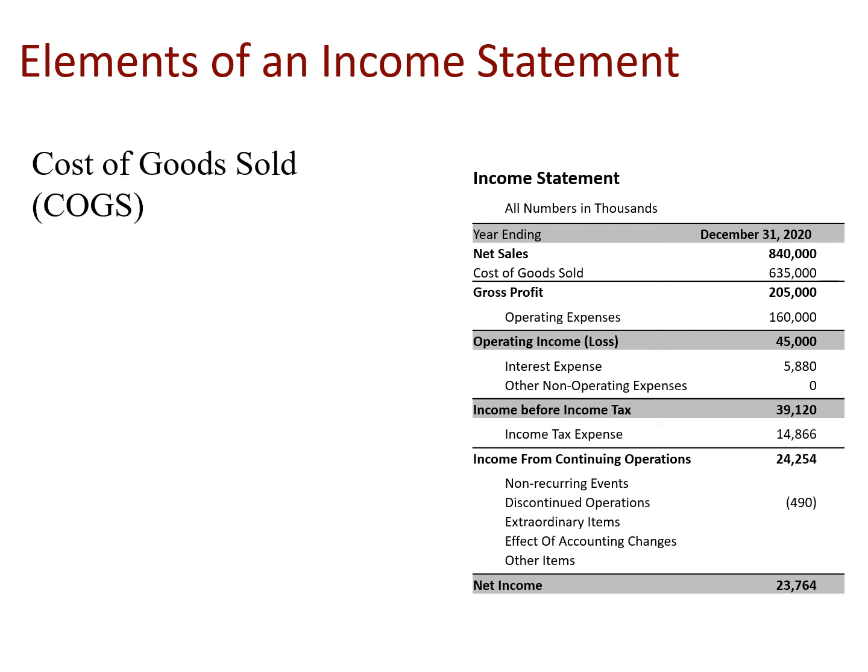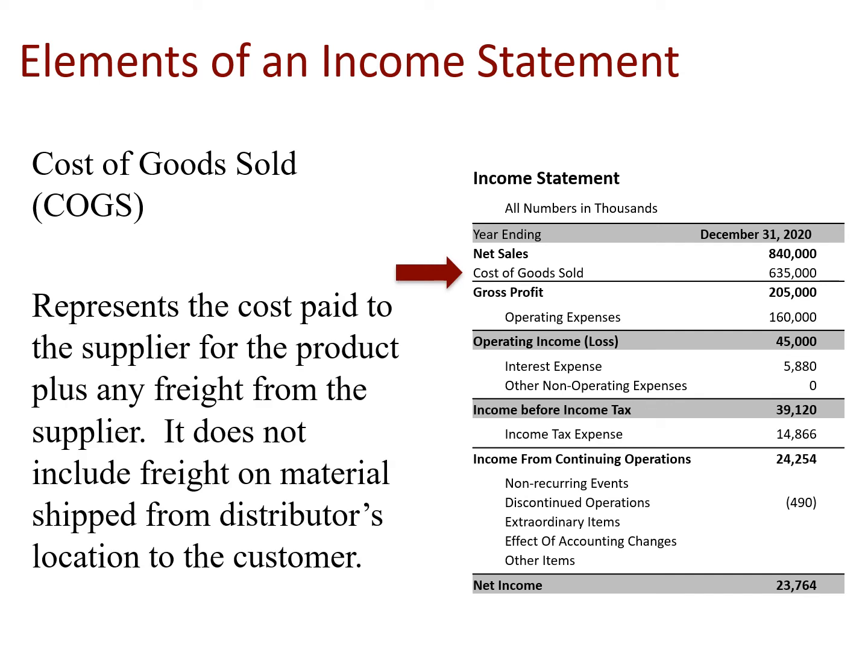The cost of goods sold, or COGS, represents the cost paid to the supplier for the product plus any freight from the supplier. It does not include freight on material shipped from the distributor's location to the customer, but any freight from the manufacturer either to the distributor or from the manufacturer shipping directly to the customer would be included in the cost of goods sold. There is some debate on that.